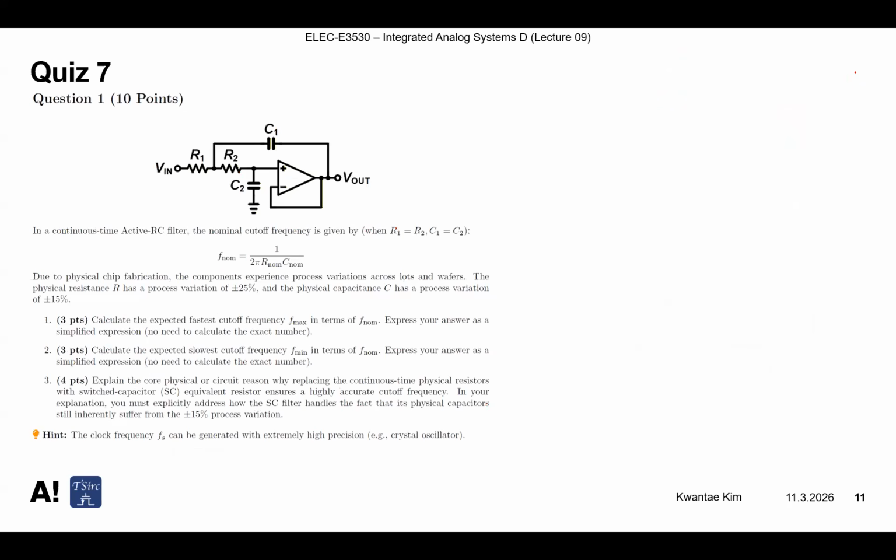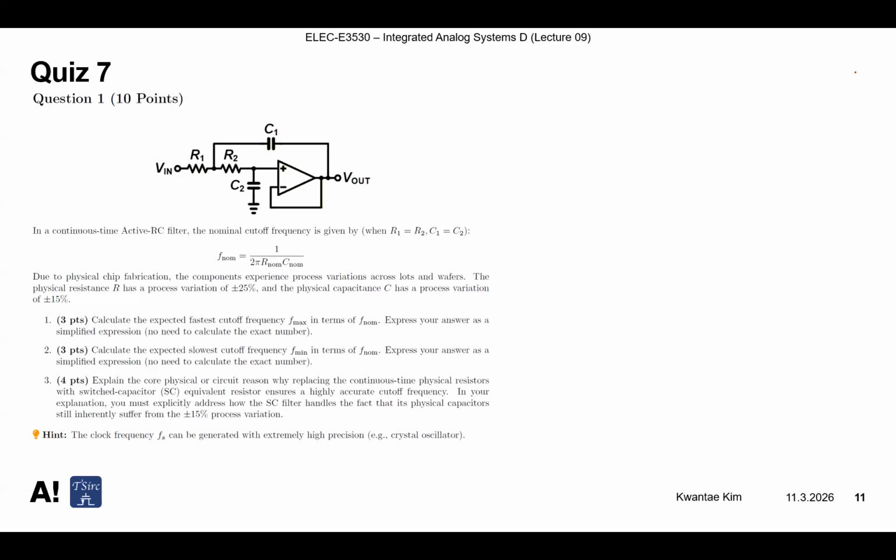All right, so for quiz 7, in a continuous time active RC filter, the nominal cutoff frequency is given by this equation, 1 over 2 pi RC. And due to physical chip fabrication, the components experience process variations across lots and wafers, as we discussed in lecture 7. The physical resistance R has a process variation of plus or minus 25%, let's assume. And the physical capacitance C has a process variation of plus or minus 15%.